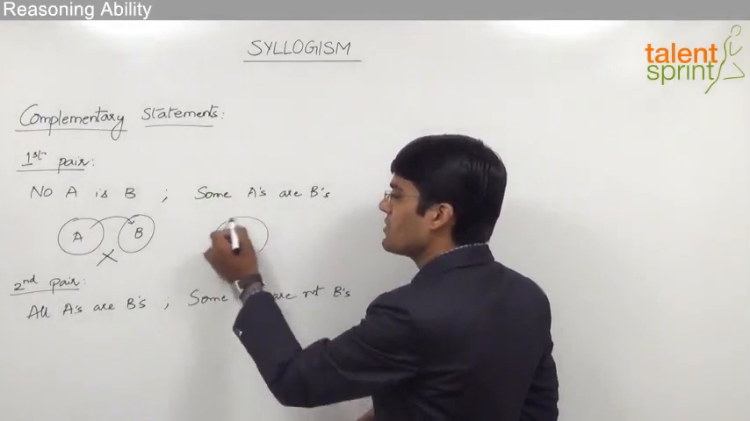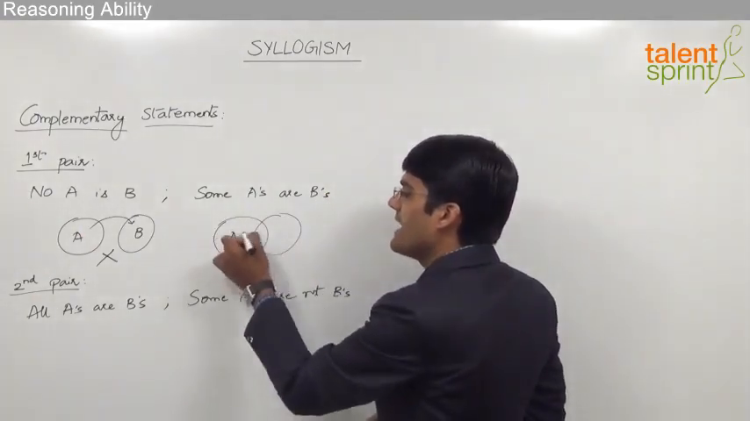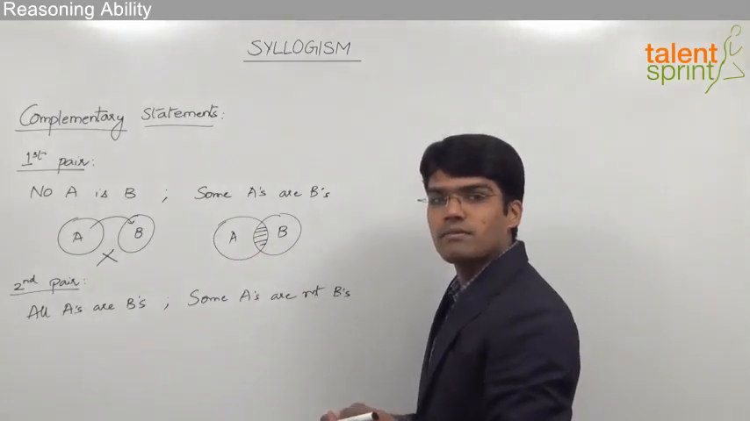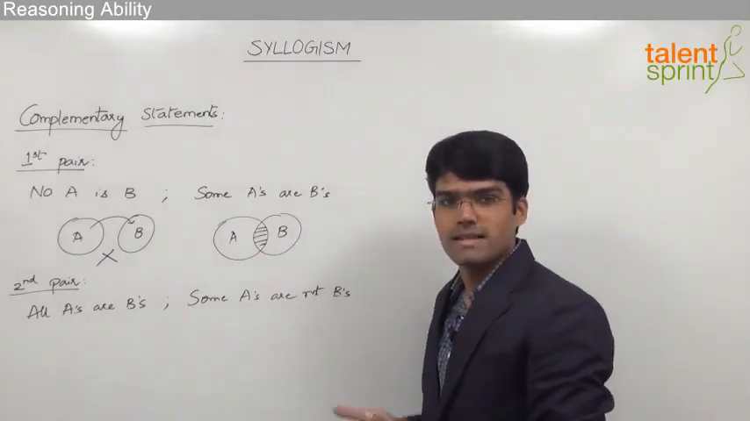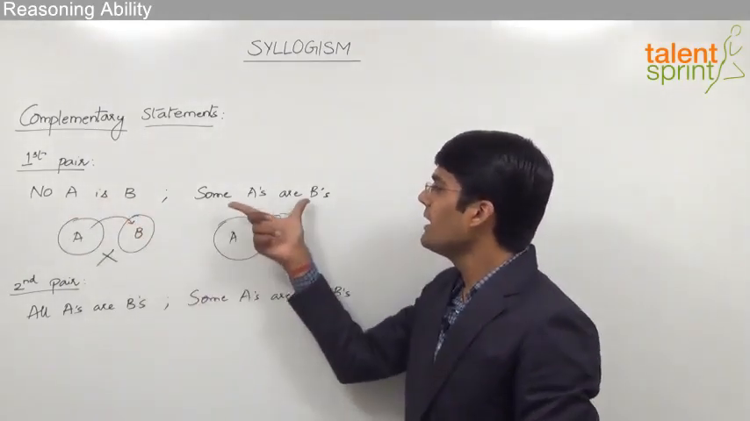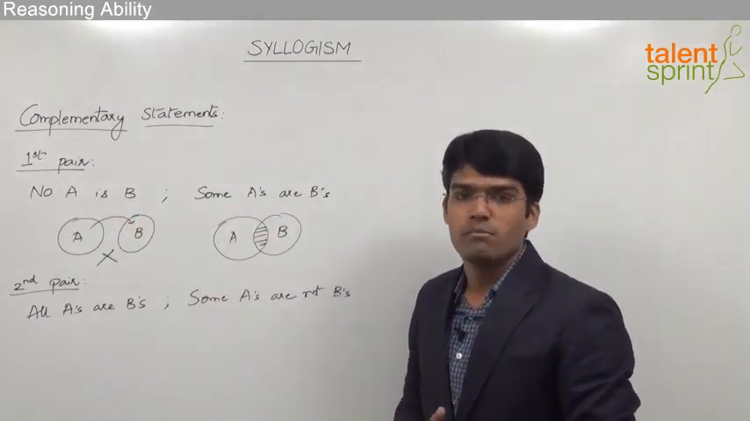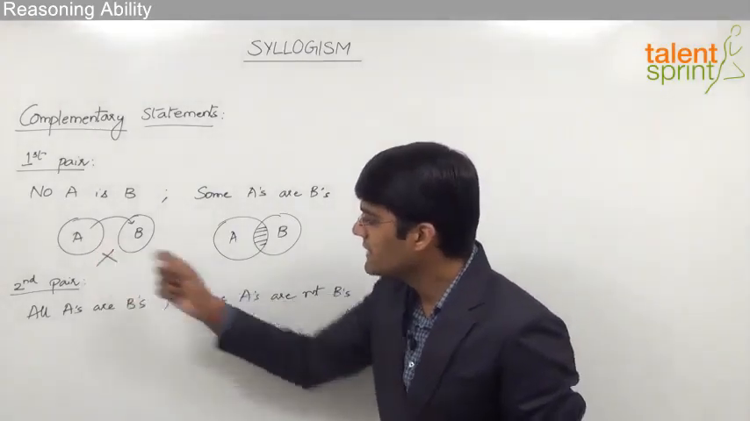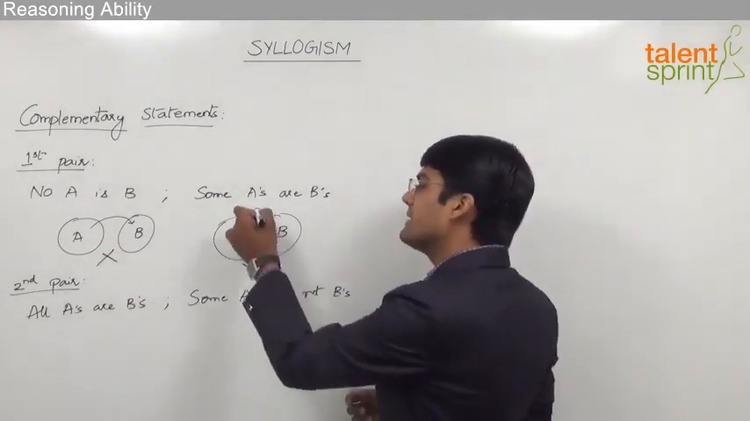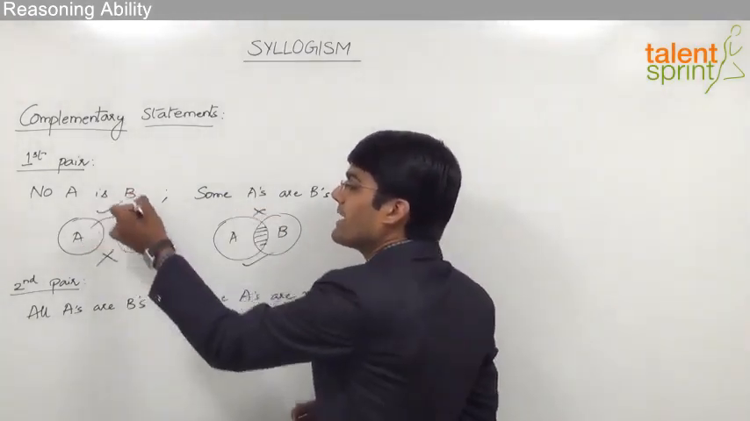And that can be shown with the help of this diagram, that is A and B. Here we see that some of the A's become B. At least one is nothing but some, as we have already discussed. So the statements no A is B and some A's are B's form a complementary pair. Why? Because when this is false, this should be definitely true. And likewise, for this statement to be false, this statement has to be true.